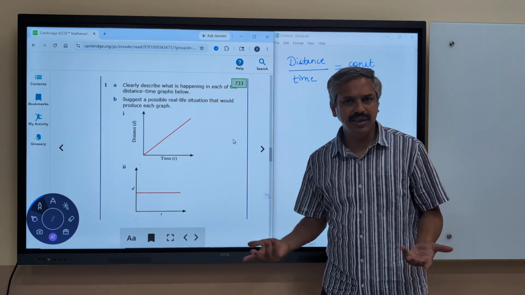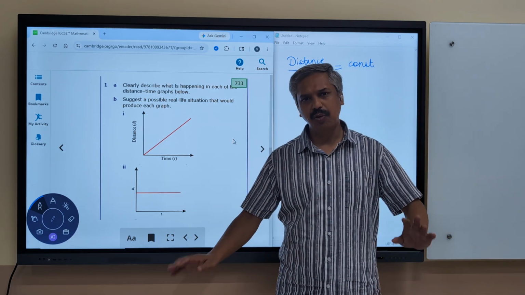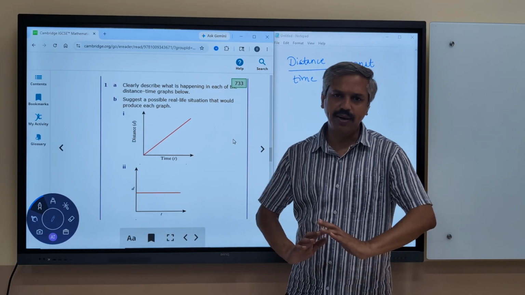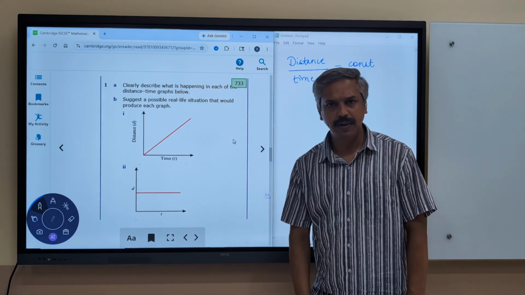The example of that is a flat road, a completely free road, with no traffic and no signals, and you're trying to travel with a constant speed. That is when you get this kind of graph.